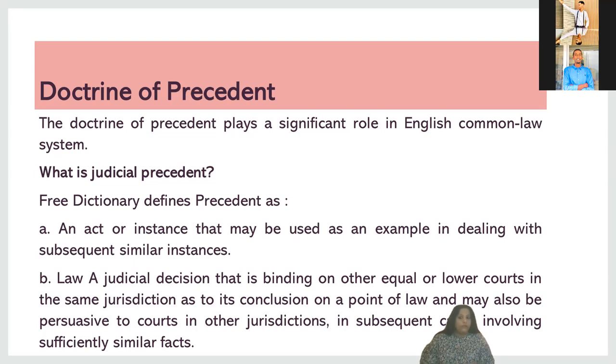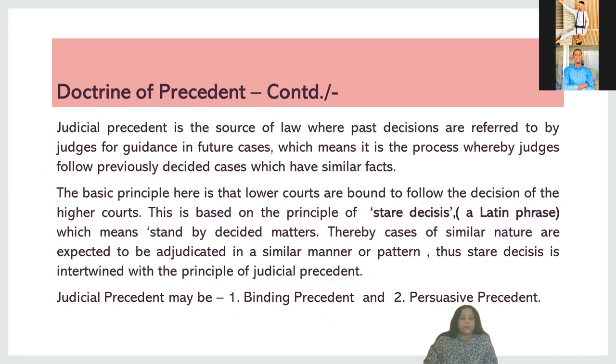If there is a matter before the court which has similar circumstances and similar facts, it is at that time that the judges of the lower court or equal jurisdiction can apply the judgments of the higher court, or even of equal jurisdiction of another court. So it is a judicial reasoning in law that is binding on other equal or lower courts in the same jurisdiction as to its conclusion on a point of law. And it may also be persuasive to courts in other jurisdictions in subsequent cases involving sufficiently similar facts. What's important here is that the facts must be sufficiently similar. It may not be used in dissimilar cases, cases whose facts are not similar to each other, but it is used in cases where the facts are similar to each other.